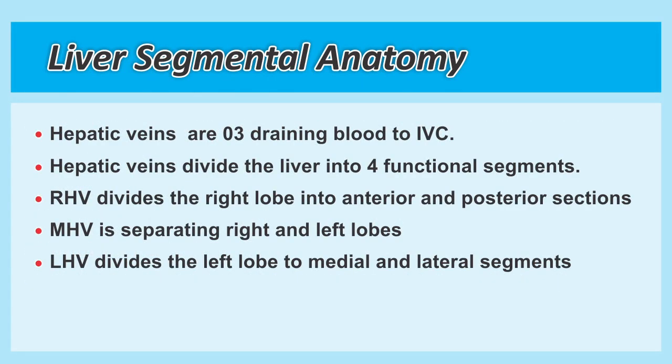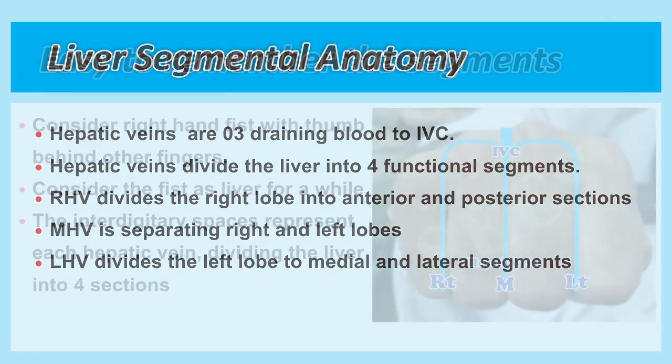There are 3 hepatic veins, draining blood to the IVC. The hepatic veins divide the liver into 4 functional segments. The right hepatic vein divides the right lobe into anterior and posterior sections. The middle hepatic vein separates the right and left lobes. The left hepatic vein divides the left lobe into medial and lateral segments.